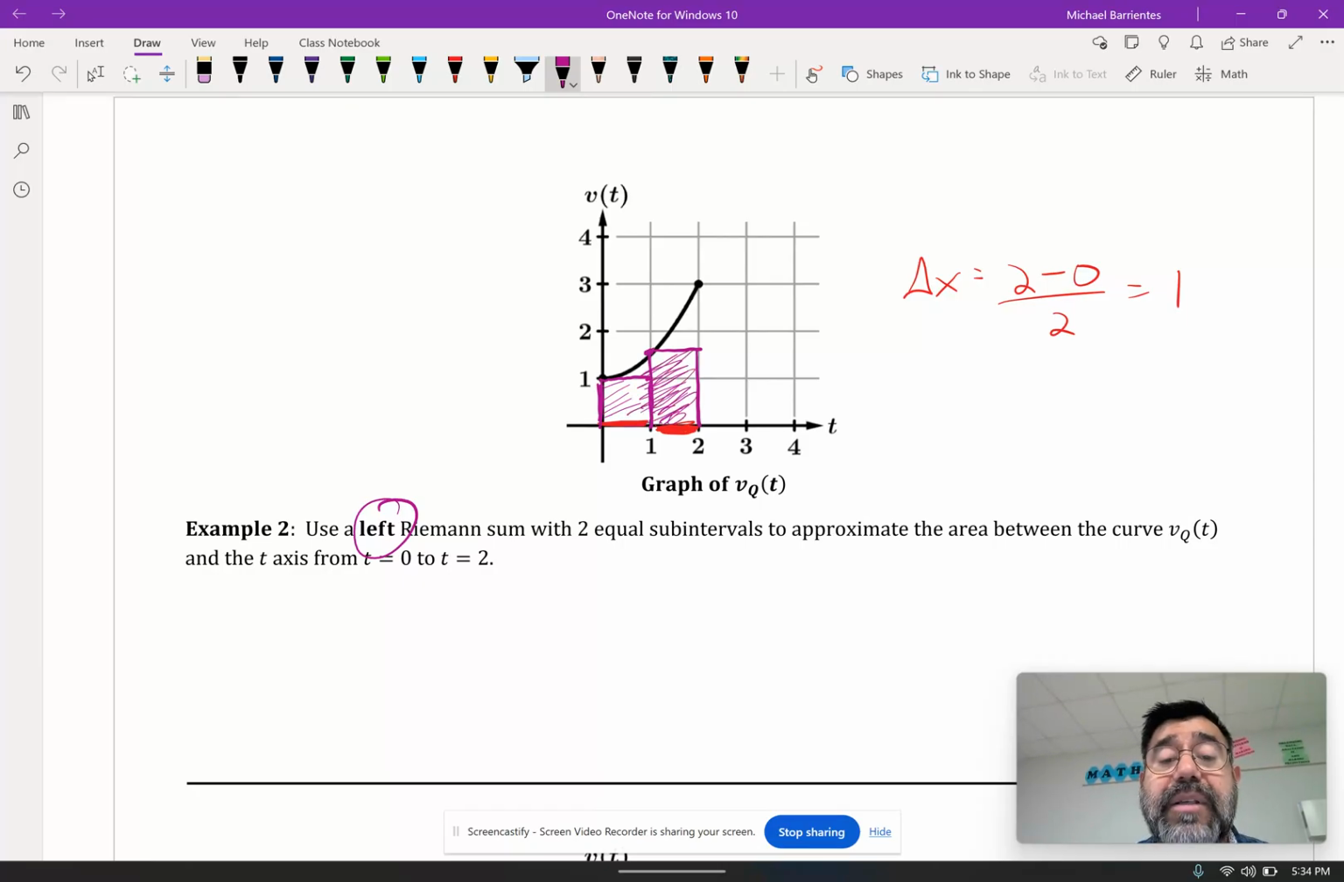Better approximation than example 1? Most definitely, right? My error here got minimized a little bit. Is it still an underestimate? Yes, it's still an underestimate. How do I write that down?